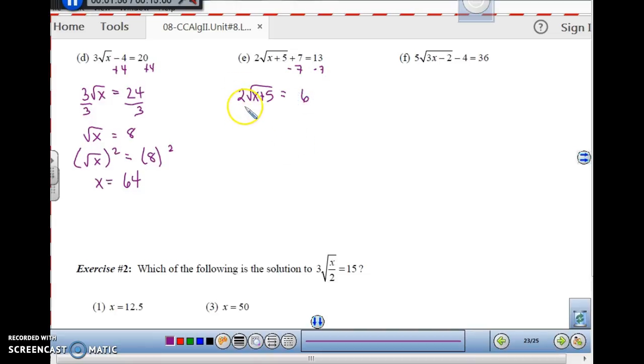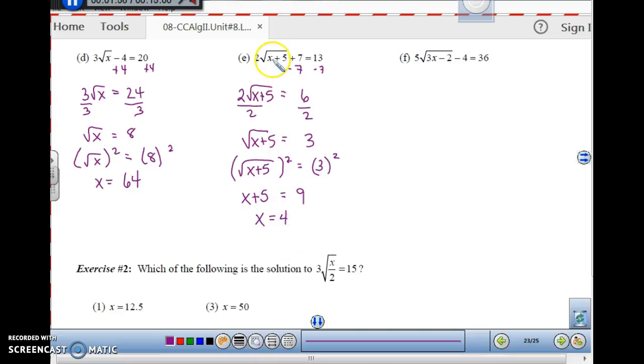I want to get rid of this 2 before I take the square, so I'm going to divide by 2. And I get the square root of x plus 5 is equal to 3. Square both sides to get rid of the square root. The square cancels out the square root, leaving just x plus 5. 3 squared is 9. Subtract the 5. X is equal to 4. So if I plug in here, 4 plus 5 is 9. The square root of 9 is 3. 2 times 3 is 6, plus 7 is 13. And it works.